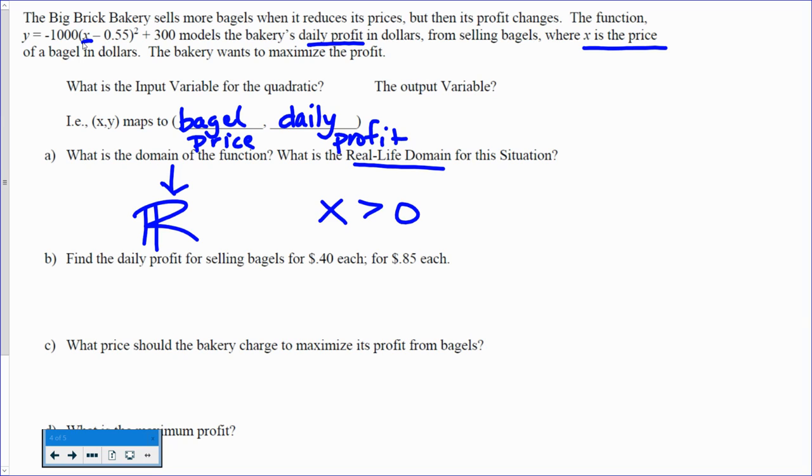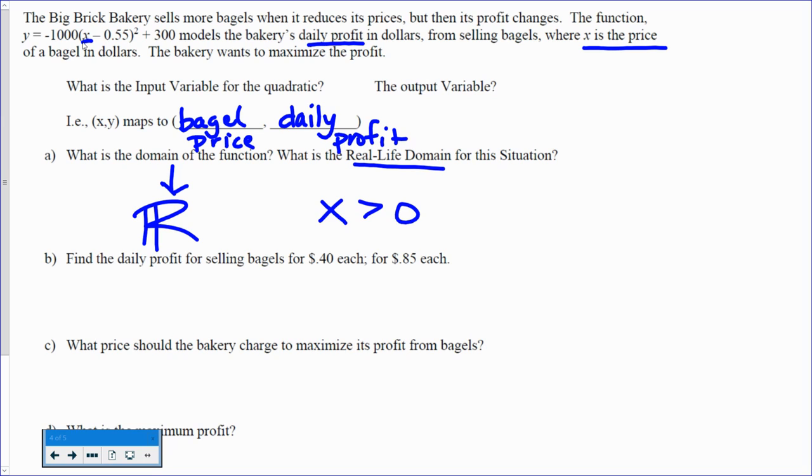And then, yes, at some point there's going to be a price where we wouldn't make any money, because people wouldn't buy a $30 bagel. That's for a later discussion when we get to more problem solving. Right now, we can just think about that it can't be negative, in reality. So something to think about there.